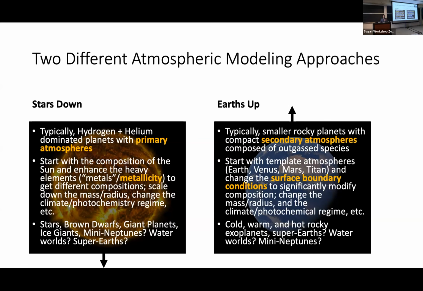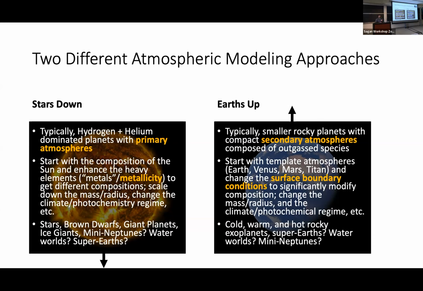We might start here with a template, like Earth's atmosphere or Venus or Mars's CO2-dominated atmosphere, and then change things like the surface boundary conditions. What is the amount of, say, methane coming out of the planetary surface, or what's the surface pressure? We might then change those same knobs that we do for the giant planet atmospheres to predict and interpret how the spectrum of an exoplanet might be observed. So this works really well for rocky exoplanets, whether they're cold, warm, or hot.